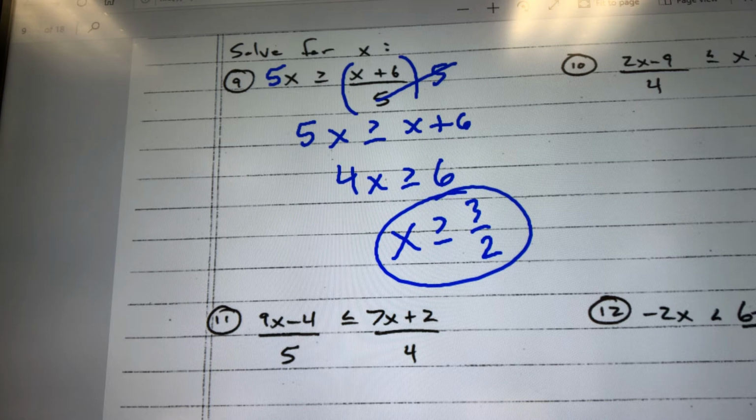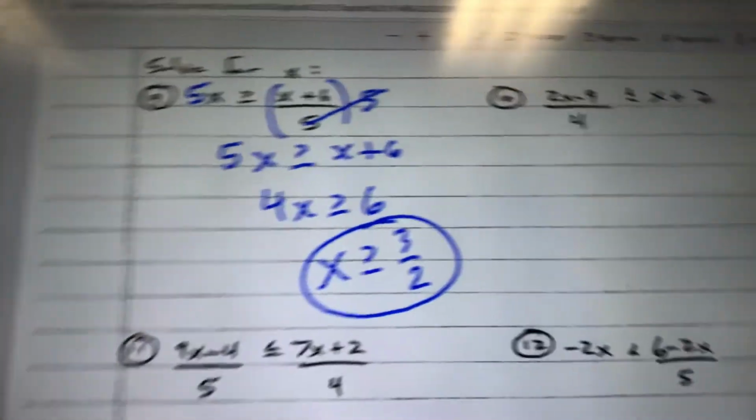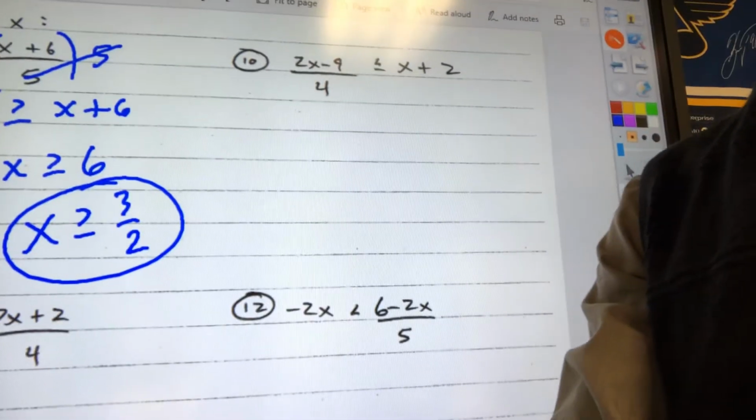Be careful. You will have to divide by negative unless you really flip things around. But be careful on 12. We'll probably talk about 12 next week. Won't leave you hanging on 12.